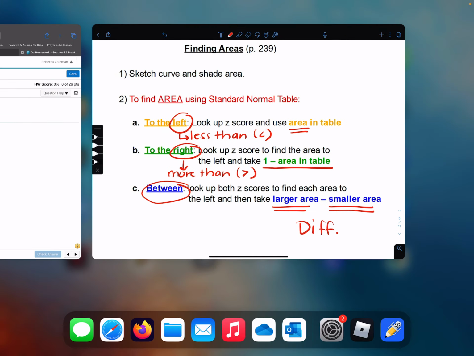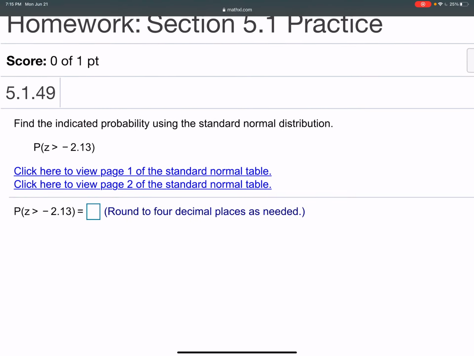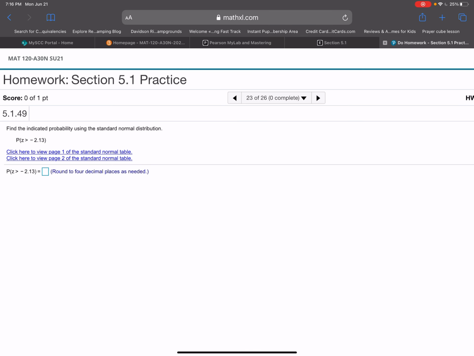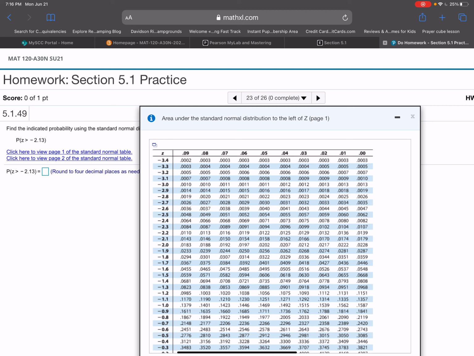Just to show you what this is going to look like, I've pulled up one of the problems from your 5.1 practice. This is number 23. And the question here, notice how it's worded. It says, find the indicated probability using the standard normal distribution. It gives me a z-score, so I know I can use my standard normal table. I'm going to pull up the negative side of the standard normal table. Now my z-score given is negative 2.13.